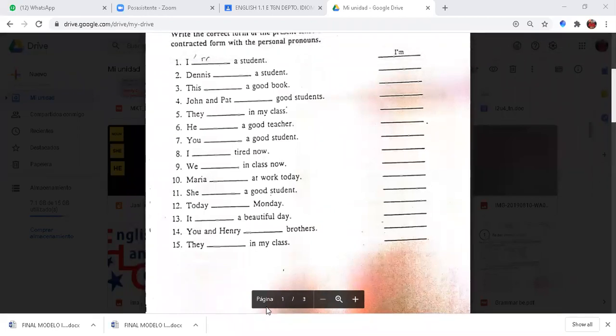Ok, lo siento compañeros, he recibido una llamada de suma importancia. Ya.